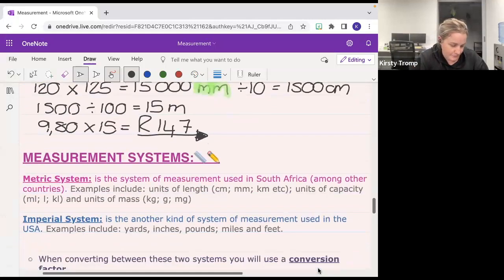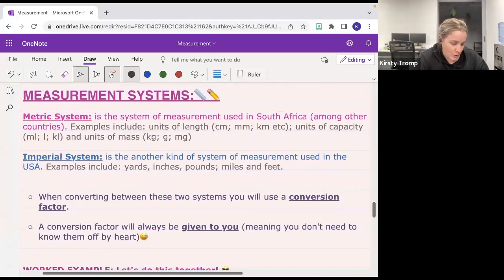So when we're doing measurement systems in our MathLit grade 12 course, we're looking at two different measurement systems. There's the metric system. That's the one we use in South Africa and in other countries. So it's talking about centimeters, millimeters, kilometers, and then milliliters, liters, kiloliters, and then kilograms, grams, and milligrams.